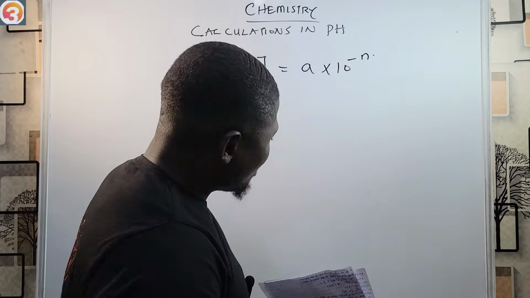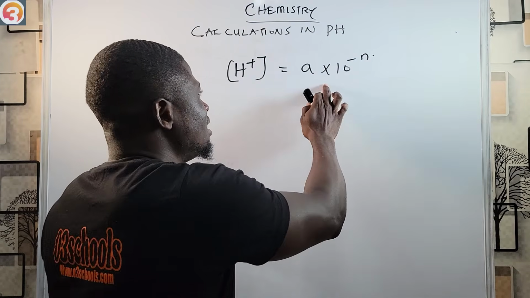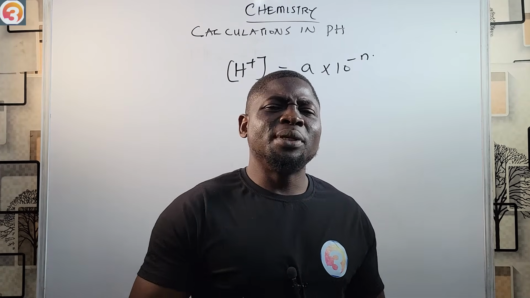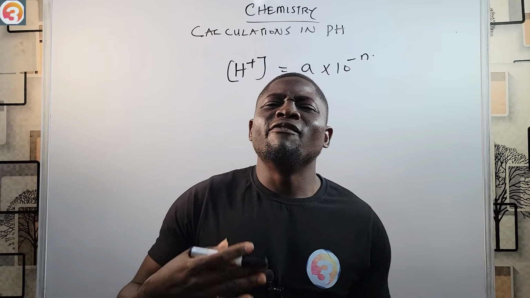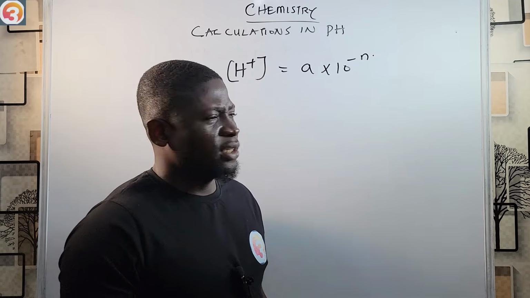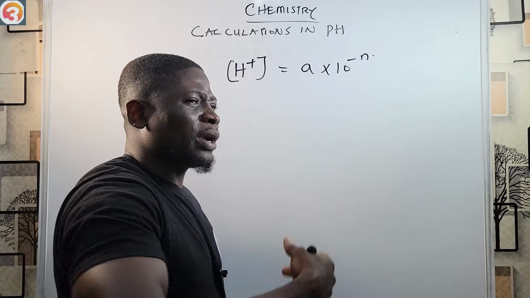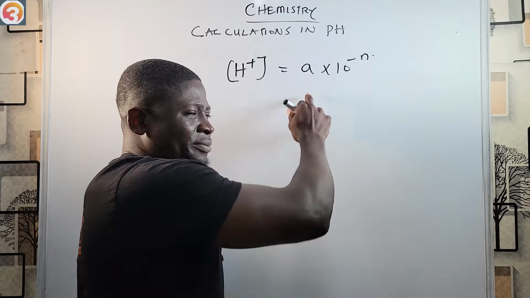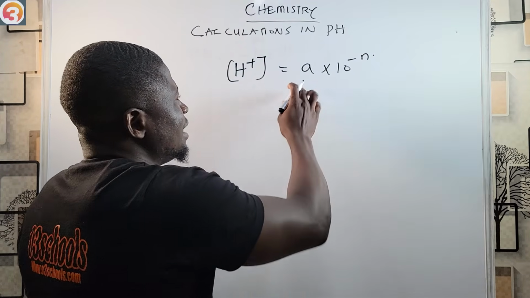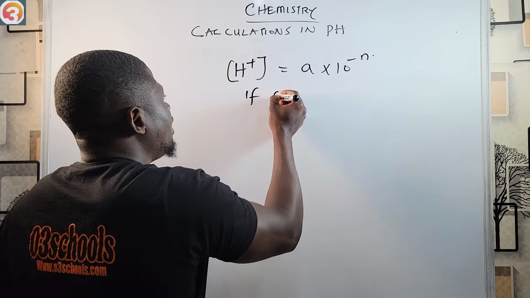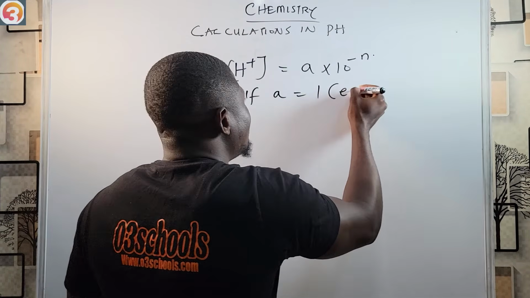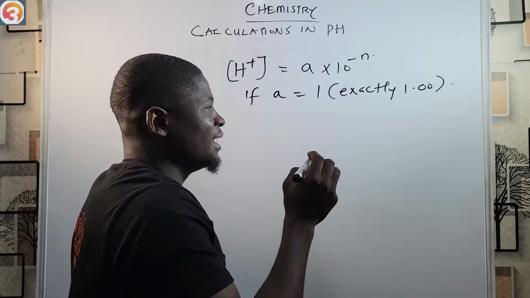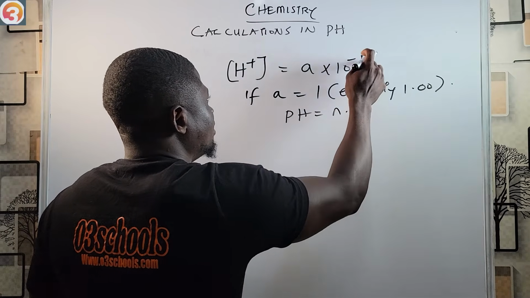All right. If you are given that the hydrogen ion concentration of a solution is A times 10 to the power minus N, we can deduce the pH for this solution, or a value that is very close to it, right? We can deduce a value close to it, or we can deduce the exact value, depending on what the value of A is. Now, if A is exactly 1, that is exactly 1.00, the pH is equal to N.